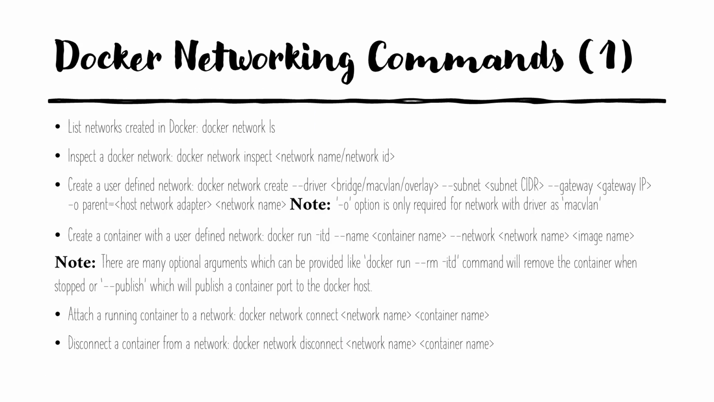Let's start with some basic networking commands. First is listing of networks created in Docker. We use docker network ls for this purpose. To inspect any Docker network or get more details, we will use docker network inspect and provide the network name or the network ID. To create any user defined network, we use docker network create and provide the options shown in the presentation. Then we can attach a container to a network using docker network connect and provide the network name and the container name.